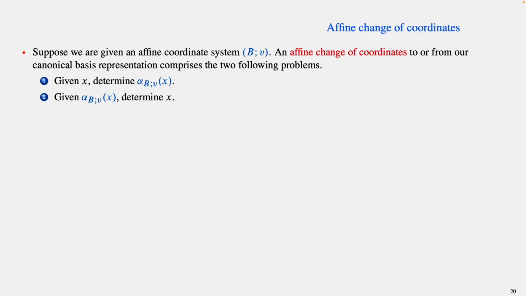Now, how do we compute affine changes of coordinates? Suppose we're given an affine coordinate system, BV. An affine change of coordinates to or from our canonical basis representation comprises the 2 following problems. First, the change into this affine coordinate system: we're given x, and we want to determine alpha bv of x. Or the converse change of coordinates: if we know what x is represented as in this affine coordinate system, we want to know which vector x it was originally. So given alpha bv of x, determine x.